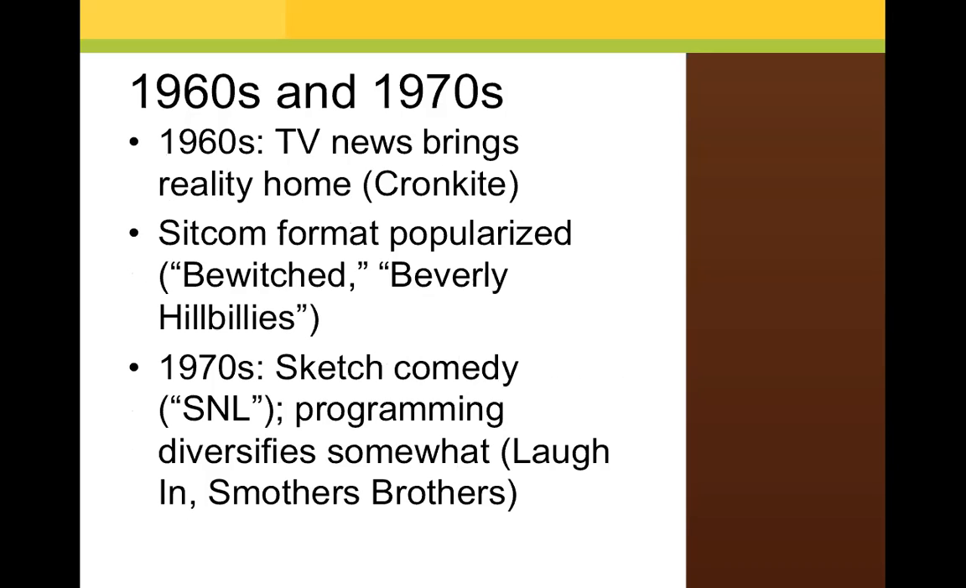Well, in the 1960s and 70s, TV news emerged in that time period, bringing more reality to the home. Walter Cronkite, one of those famous people, started in the 1960s. The sitcom format became popularized. Our book talks about the Brady Bunch and Bewitched and Beverly Hillbillies and Gilligan's Island and shows like that from the 1960s. So what was happening then? Well, to some degree, television was still ABC, NBC, and CBS, the big three networks, and they were fairly conservative with what they did in their programming.